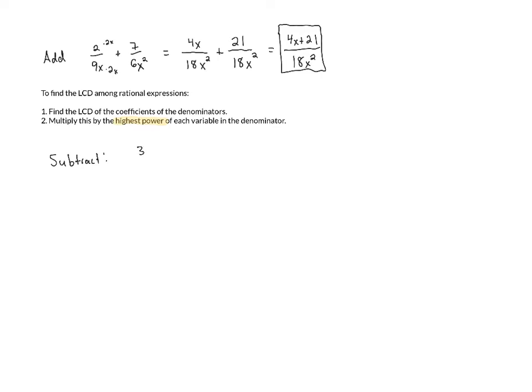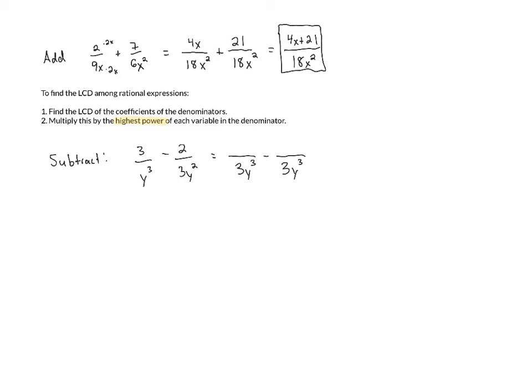Let's look at 3 over y cubed minus 2 over 3y squared. Again, we're going to need a common denominator. So first, we find the LCD of the coefficients. This coefficient is 1, and the LCD between 1 and 3 is 3. And then we have to multiply this by the highest power of each variable in the denominator. We've got a y cubed and a y squared. The highest power there is going to be the y cubed. So our LCD is going to be 3y cubed.